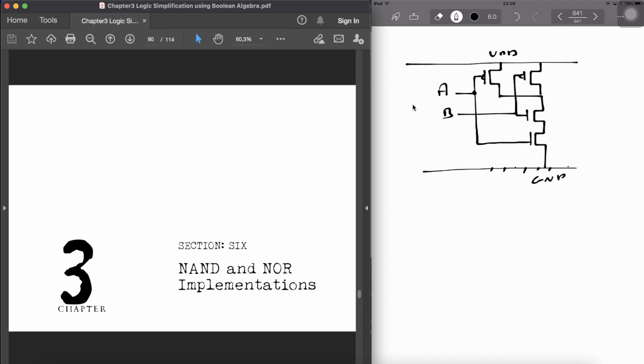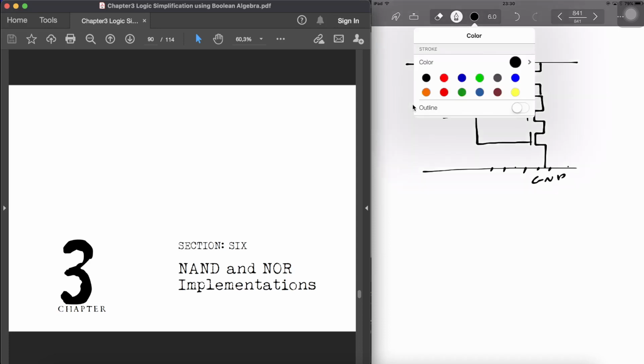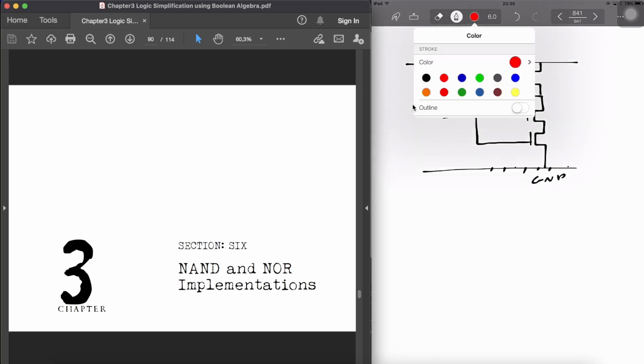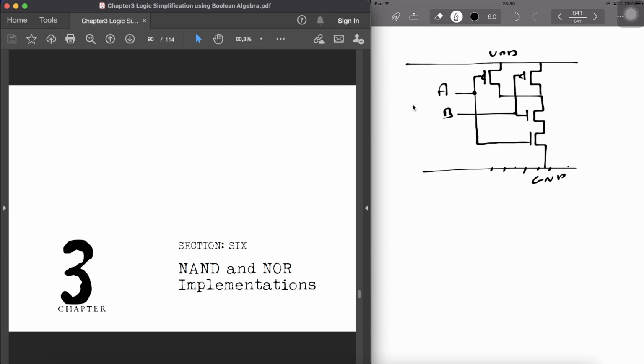Okay, so this is two PMOSes in parallel and two NMOSes in series. Now, when the PMOS gate is 0, it turns on, and when the NMOS gate is 1, it turns on. Let's say we have got the capacitor over here. Now, what do we need to know? This is, let's say, F.